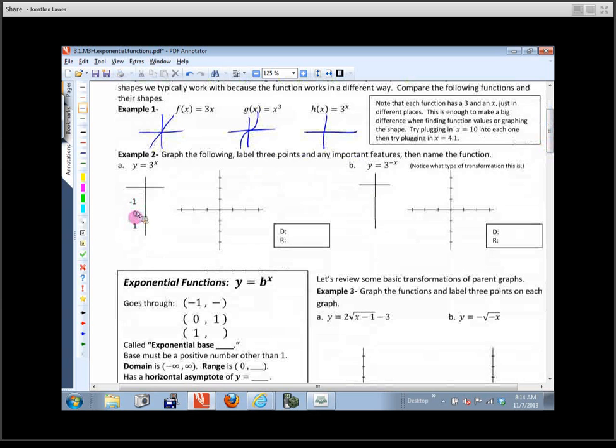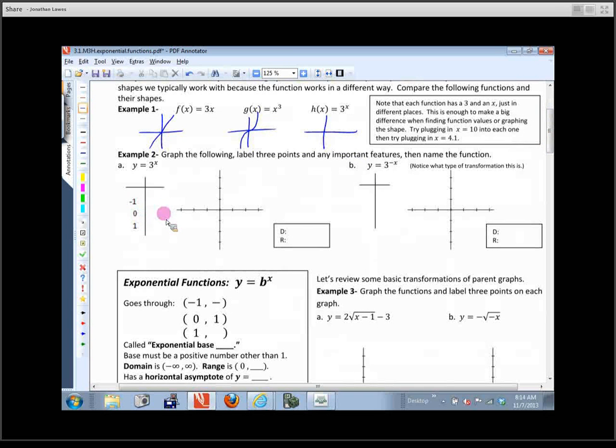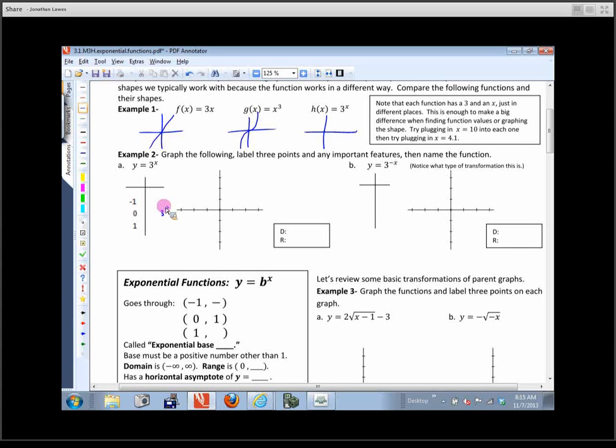If I plug in a 0, so this would be 3 to the 0 power. 3 to the 0 power is 1. Okay? If I plug in a 1, 3 to the first, what's that? That's 3. Okay? What if I plugged in a 2? I get 3 squared, so that's going to be a 9.